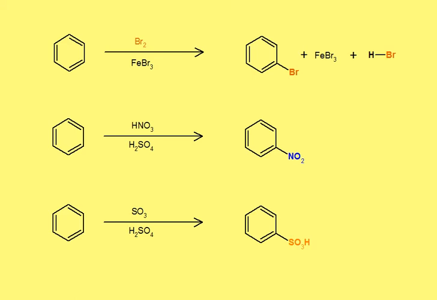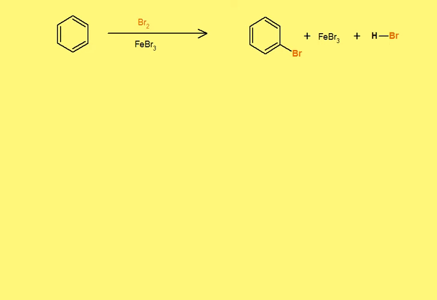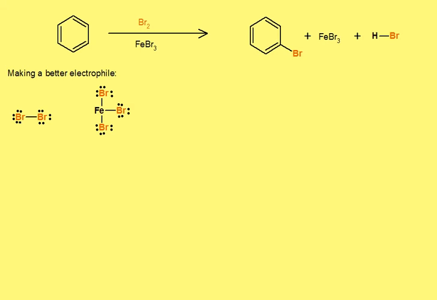So let's look at the first one, which is the bromination of benzene. Now, to try and get things started, we need to compensate for the fact that a benzene ring itself isn't a particularly strong nucleophile. So we can help things by making a better electrophile.